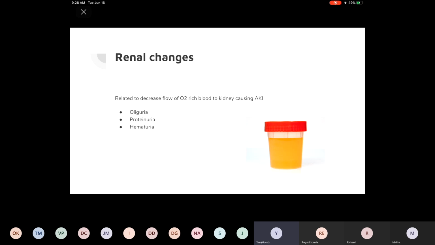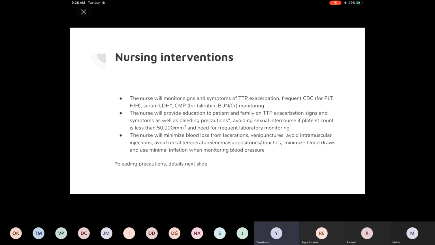In terms of nursing interventions, the nurse will be monitoring signs and symptoms of the TTP as we previously explained, and perform frequent blood draws for CBC, mainly for the platelet, and then for the serum LDH. If the platelet is significantly low and LDH is significantly high, a patient might require an additional therapeutic plasma exchange than the original plan. And also, it's important to monitor the CMP for the bilirubin and the kidney function.